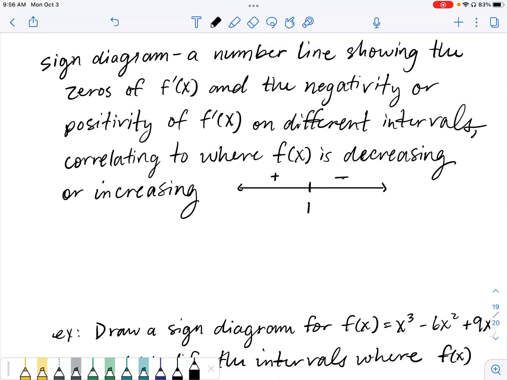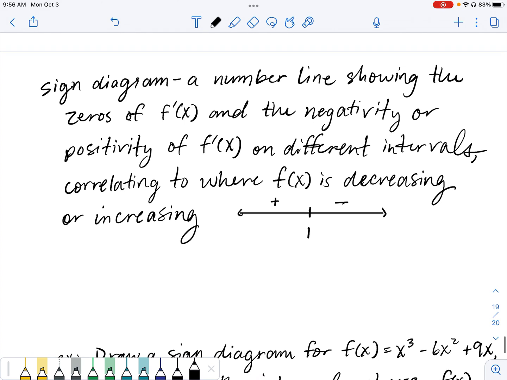I'm going to do a little overview of the notes and work we did in class today. Starting with just defining a sign diagram. You can see here I've written a definition for a sign diagram. It's just a number line showing the zeros of the derivative function. So those zeros would be marked along the bottom.